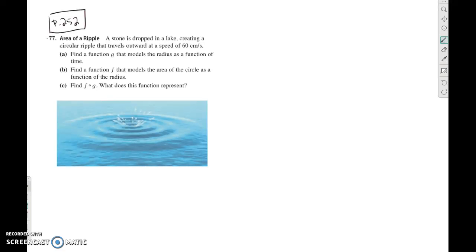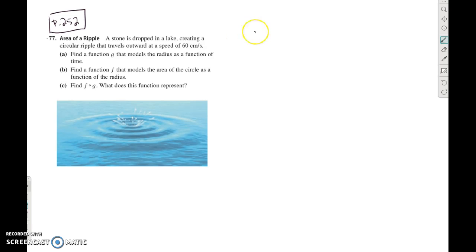All right, number 77 on page 252. Area of a ripple. A stone is dropped into a lake, creating a circular ripple that travels outward at a speed of 60 centimeters per second. Find a function g that models the radius as a function of time.